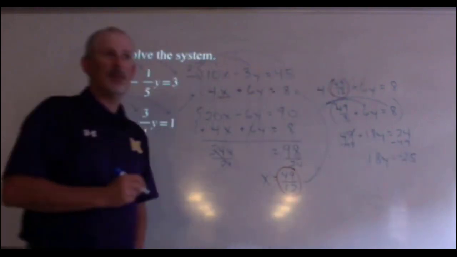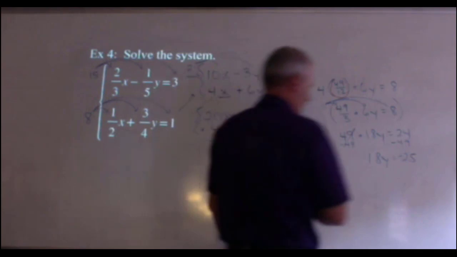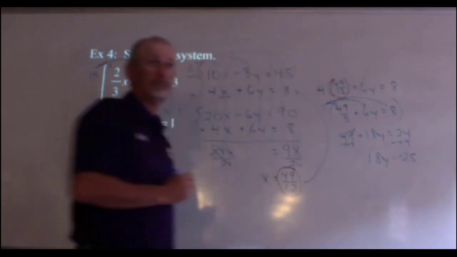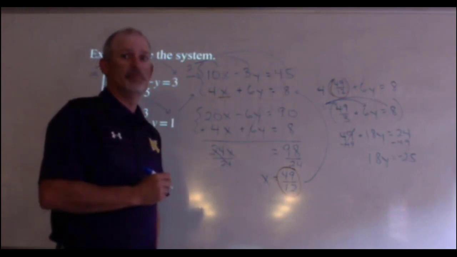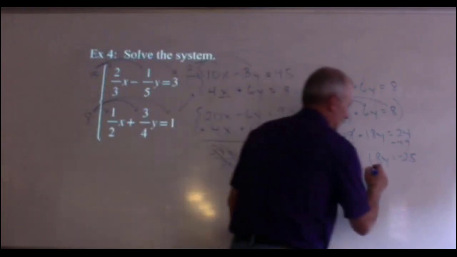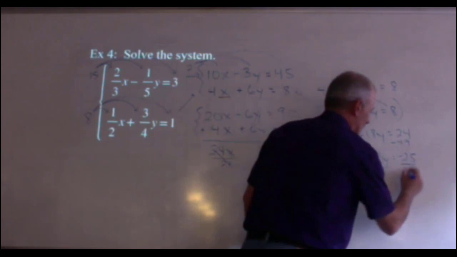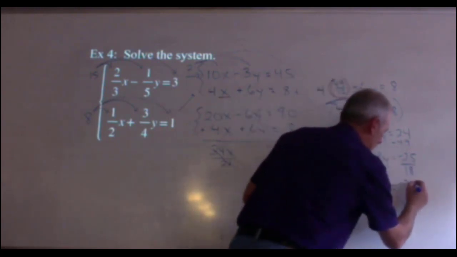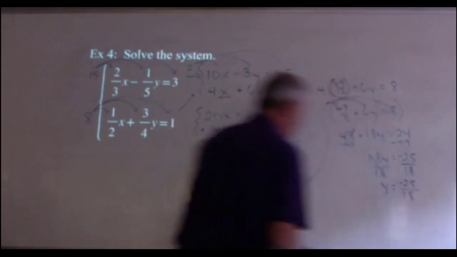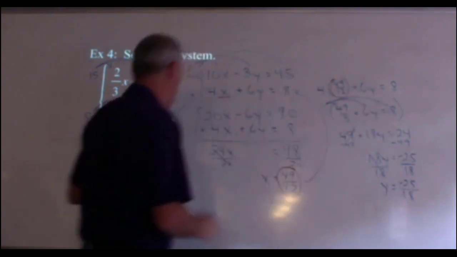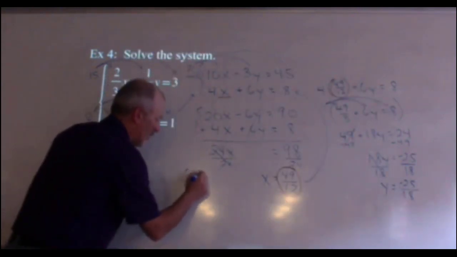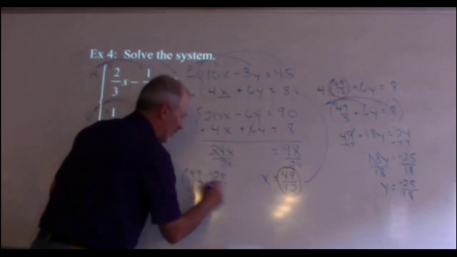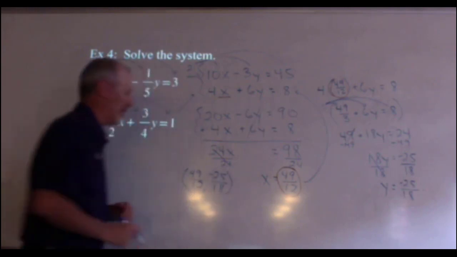And then our last step is divide both sides by 18. Exactly. So y equals negative 25 over 18. And that tells us that our ordered pair, our answer, is 49 over 12 for the x value and negative 25 over 18 for the y value.